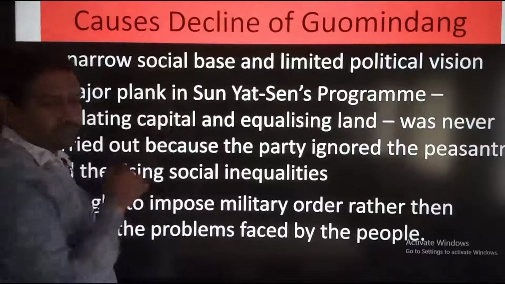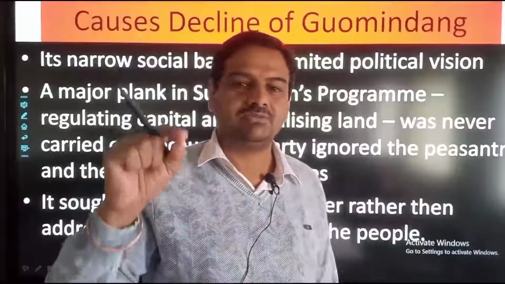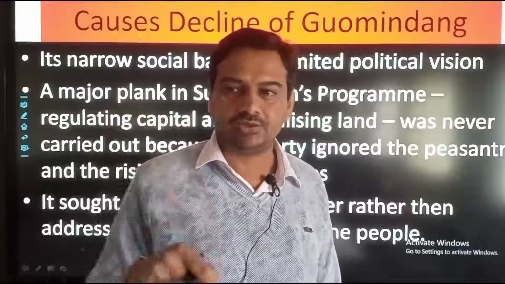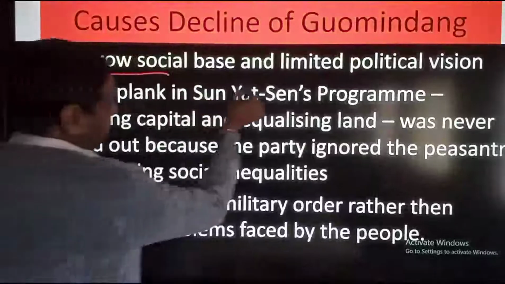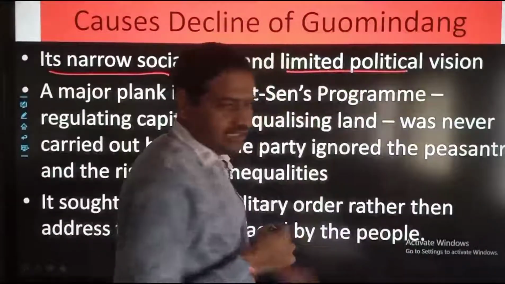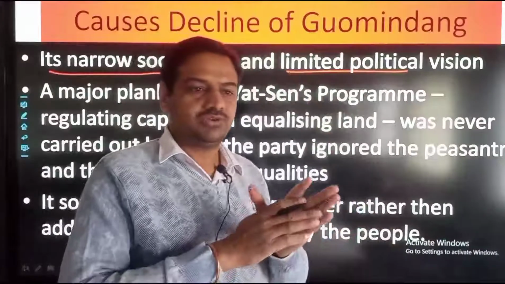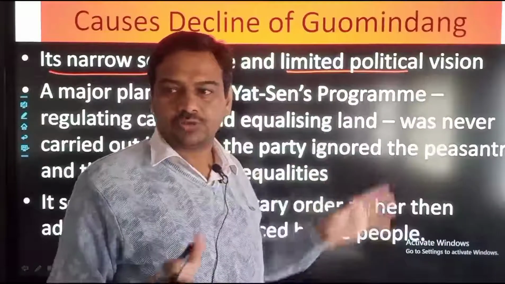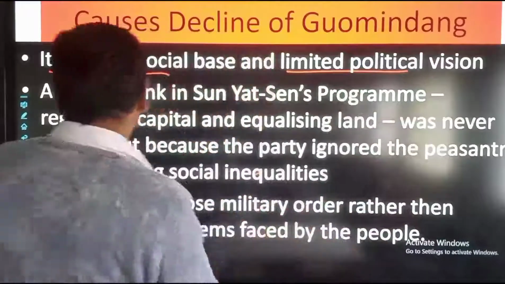What were the causes of the decline of Kuomintang, and why did Kuomintang decline and CCP emerge as the major party of China, which is still ruling China? Its narrow social base and limited political vision. As we discussed, its base was mainly in the urban areas, so rural areas were not in support of the Kuomintang. As a result, it declined.